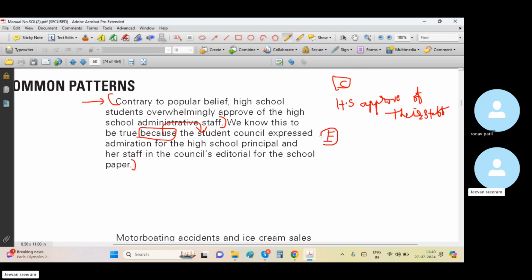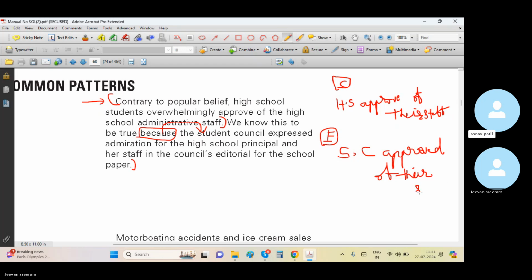Next, evidence. Evidence is mostly, as I told you, things that already happened, things currently happening, factual information, reasons. Evidence is that the student council in fact expressed admiration, which means somehow approved, already approved of their staff. Have I changed the meaning? No change.